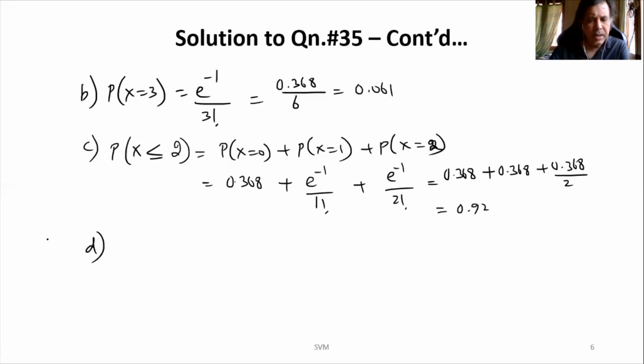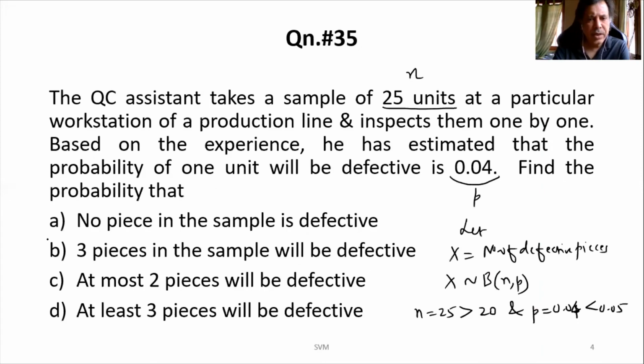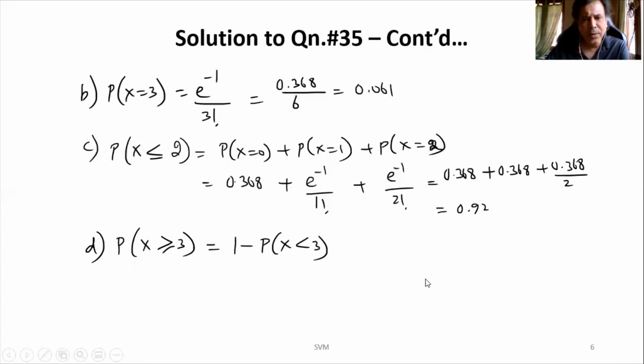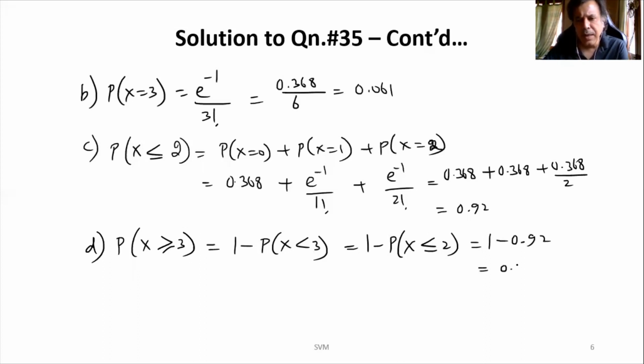That is our question C. Then question D, at least 3 pieces will be defective. Minimum, at least 3 pieces. It is difficult to do directly, so we'll go for the complement: 1 minus probability of x less than 3. Less than 3 means 3 is not included, so I will rewrite this as 1 minus probability of x less than or equal to 2. We already solved this in question C, so I will substitute that value, which is 0.92. If I evaluate that, I will get 0.08. So that is the last one.